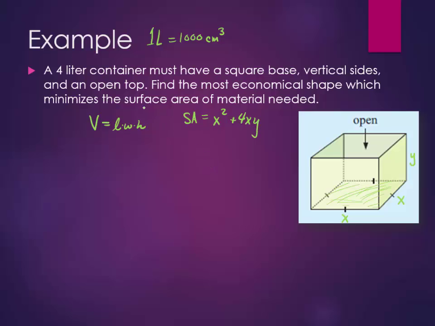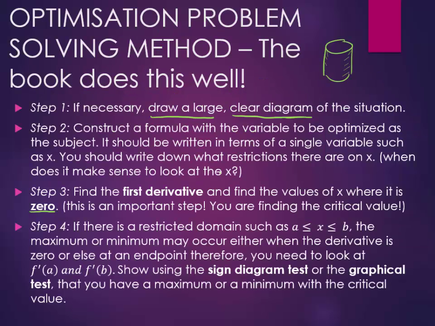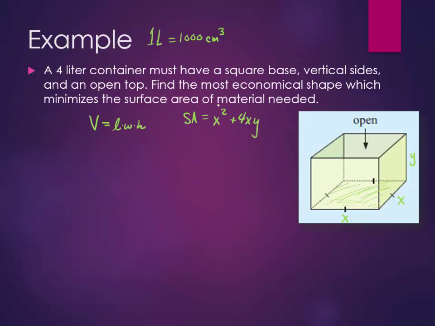Now here's an issue we have. We're trying to optimize surface area, but if you remember, we need to have a single variable here. Okay? So I'm going to use my volume to solve for y. You have to use a separate equation to solve for y. So here's what I'm going to do. I'm going to say volume equals, because we're given the volume, 4 liters, volume equals length, which is x, times width, which is also x, so we'll square it, times y.